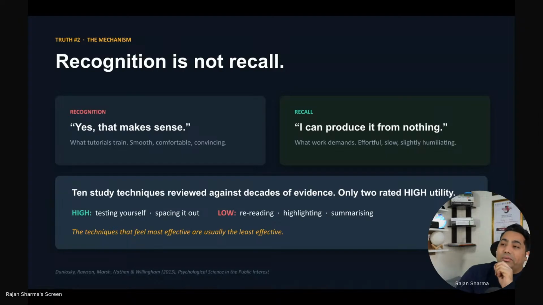They did a study on the most common techniques against decades of evidence, and they rated them across hundreds of students. So what two techniques come out of very high utility is, almost everyone is doing this: reread, highlight, and summarize. I will repeat: reread, highlight, and summarize. That outcome became the low quality. I know. Let's sit and discuss that.